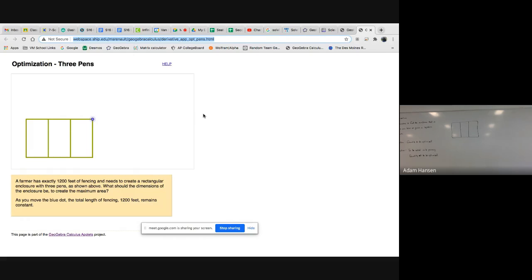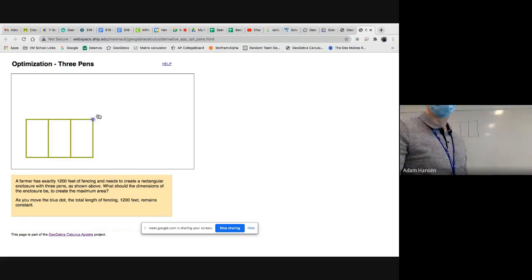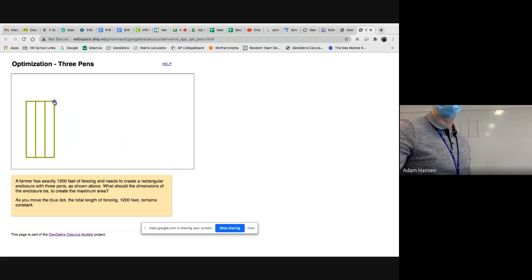I want to fence in as much pasture, as much land as possible. I've got 1,200 of fencing to use. So what are the dimensions of the enclosure so that the total area is a maximum, as large as possible? Aren't there lots of different ways to create this? If I move this blue dot, the perimeter is still 1,200 feet of fencing. I'm still always using 1,200 feet of fencing.